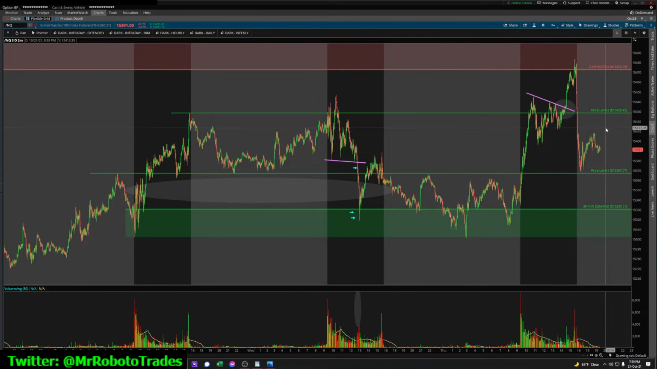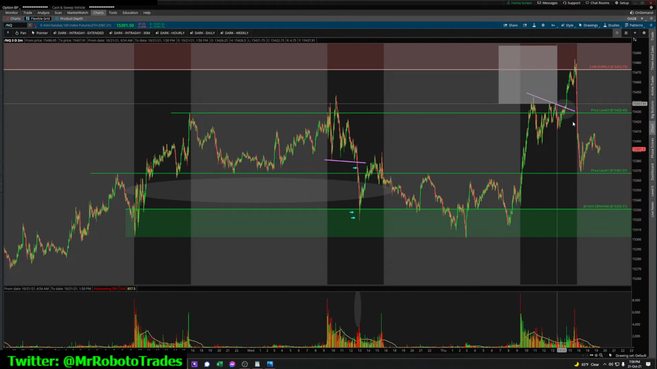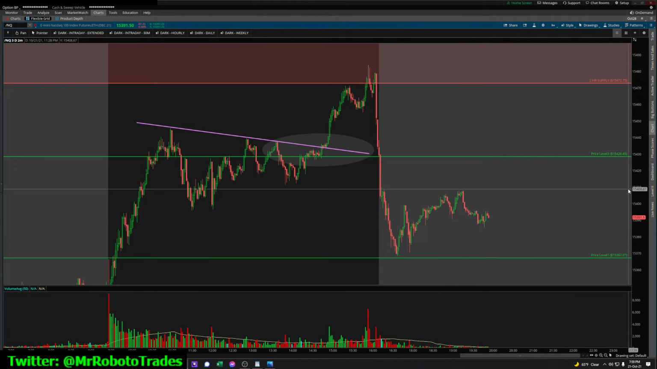The other thing that I really liked, if we go down to the 2-minute, you can start to see this, right? This is actually exactly where I took my entries, right around here. This consolidation, okay, and you can see it's above the trend line. It's holding this level above the trend line. This is where I took my entries, and we scaled out.